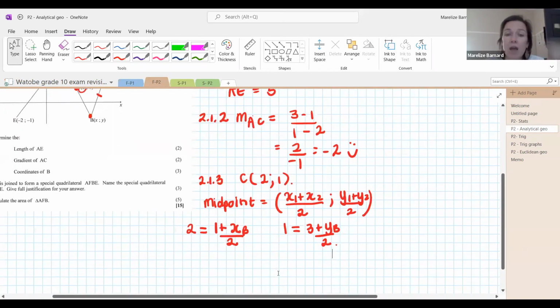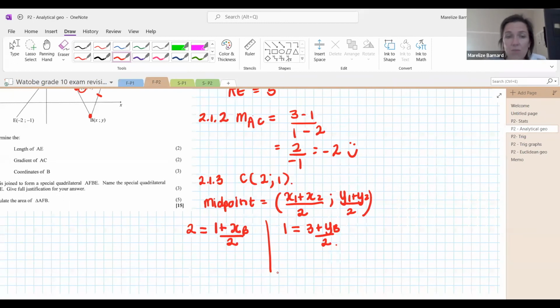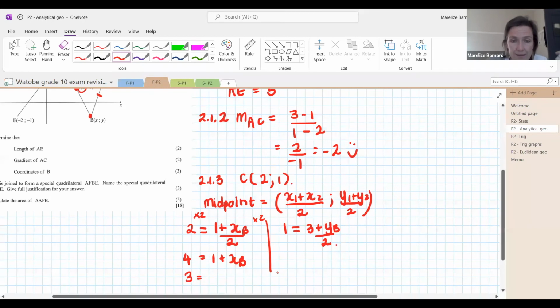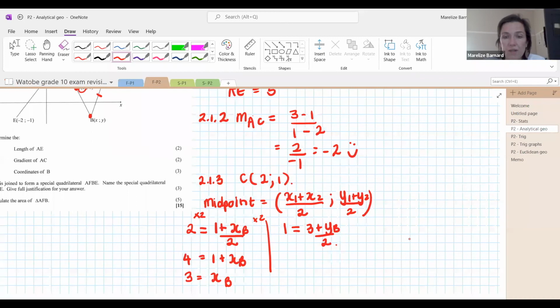Okay, and now we're just going to solve these 2 equations. So we're basically going to say 1 plus what divided by 2 is going to give me 2. Or I can just solve for it properly like a normal equation. And we do that by multiplying by 2. If I multiply by 2 on the one side, I multiply by 2 on the other side as well. And then subtract. That's our x coordinate at B.